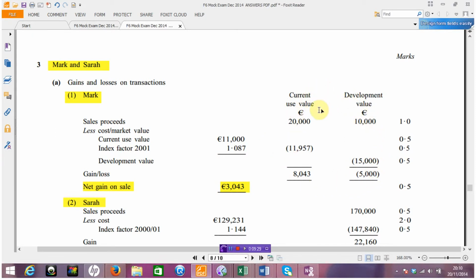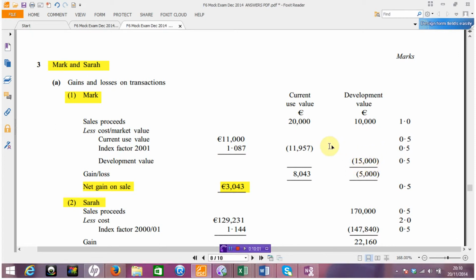What they've done here is split the current use value and the development value into two parts. Now they didn't have to do that, and the reason that we've done that, hopefully that you'll know now, is that the current use value, the cost element, can be subjected to indexation relief, whereas the balance cannot be. So you'll see that this 11 and this 15,000, if you add that, you'll get the full cost.